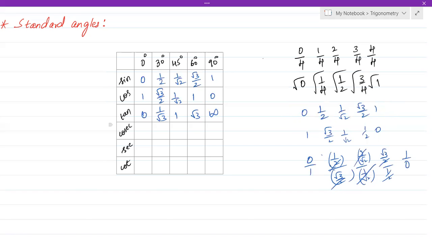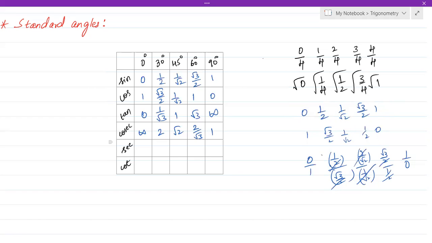Now, if you know the sine, cos, tan, easily you can write the cosecant, secant, and cot. See, cosecant is the reciprocal of sine. So the reciprocal of 0: 0 can be written as 0 by 1, and if you reciprocate it is 1 by 0, which is not defined or infinity. 1 by 2, if you reciprocate, becomes 2 by 1, which is 2. 1 by root 2 reciprocated is root 2. Root 3 by 2 reciprocated becomes 2 by root 3. 1 reciprocated gives back 1 itself.